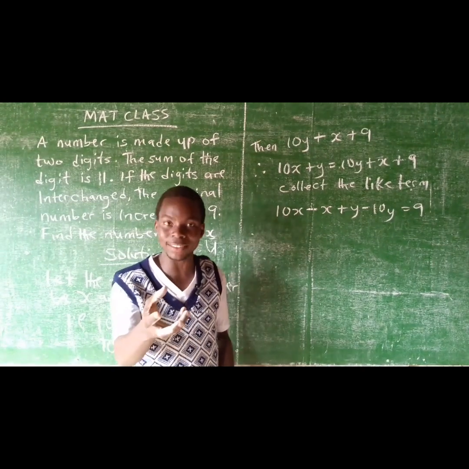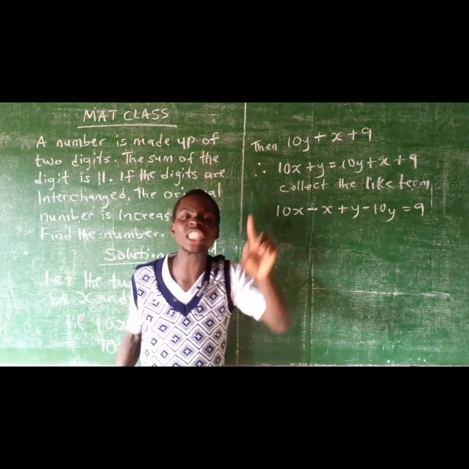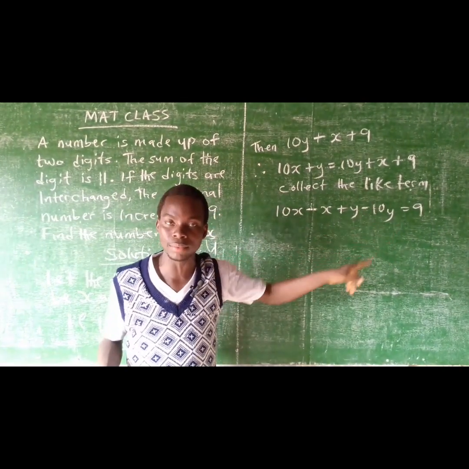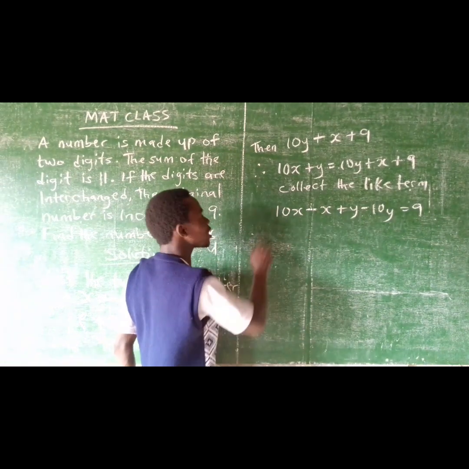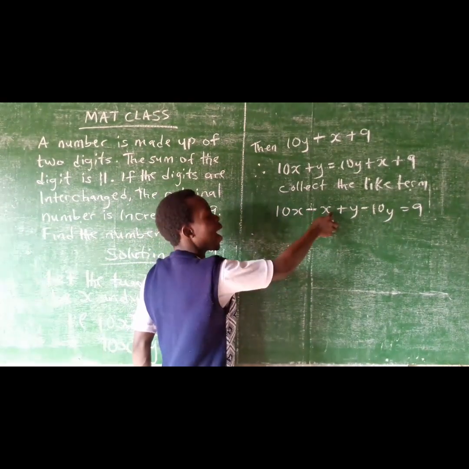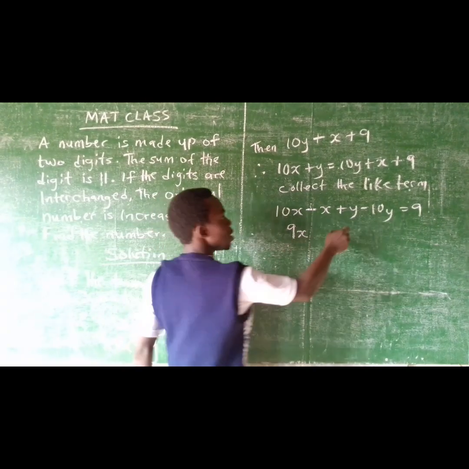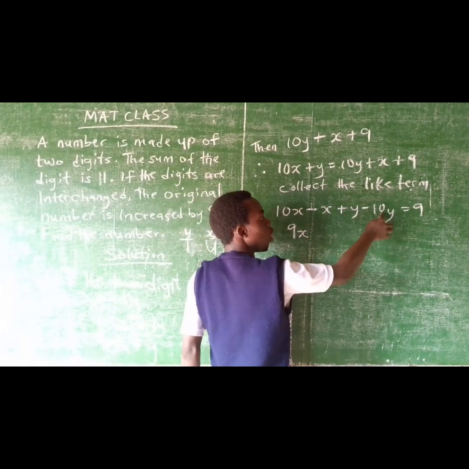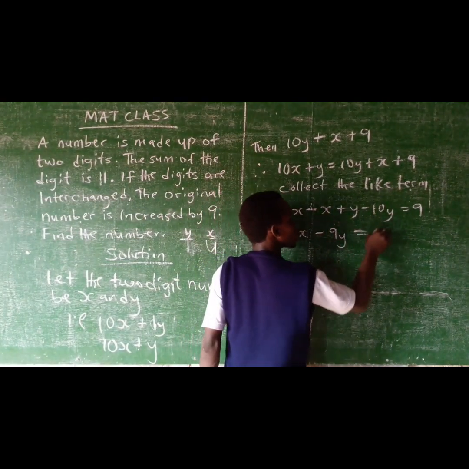They call it the identity. What is the identity? Under addition, the identity is 0. Under multiplication, the identity is 1. Am I communicating now? Now here, I'm having 10x minus 1x, which gives me 9x. Also 10y, plus y minus 10y, which gives me minus 9y is equal to 9.